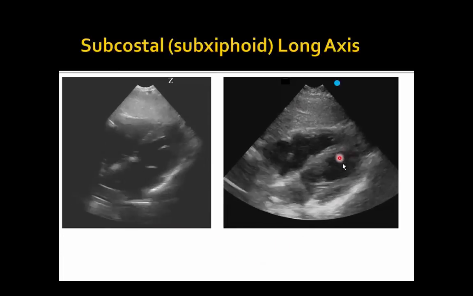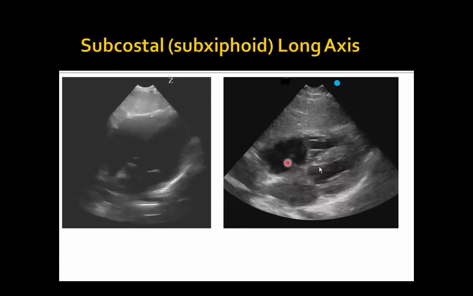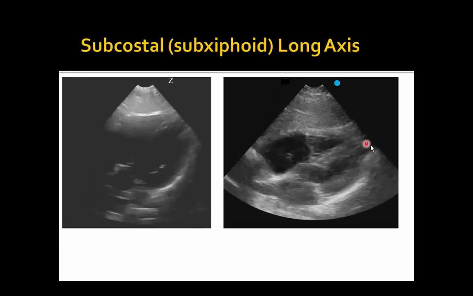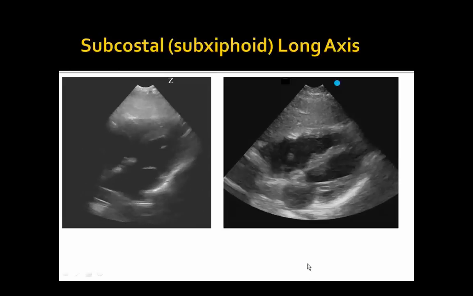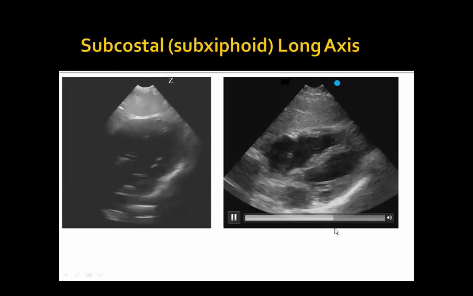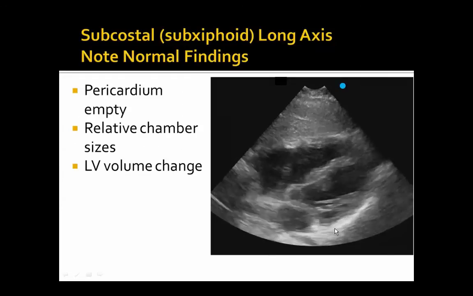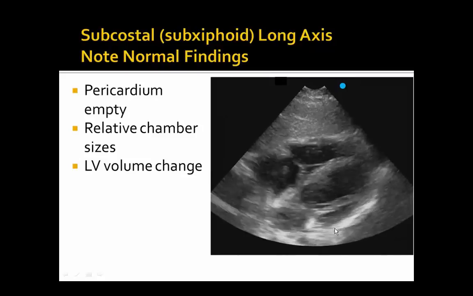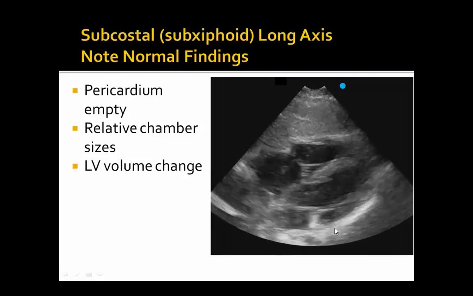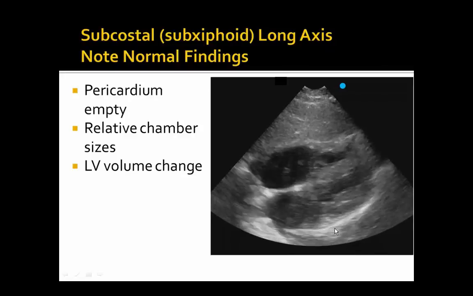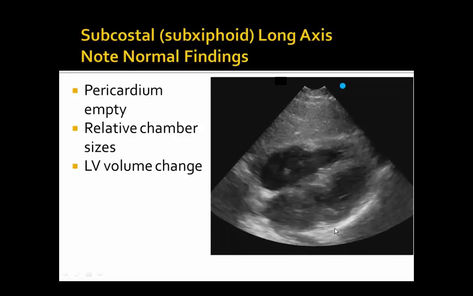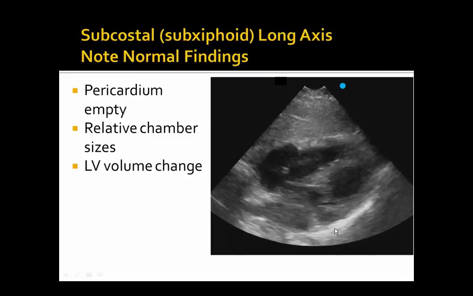Now, one of the important things to notice in this view, we've got the apex on this side of the screen, and the base of the heart is on this side of the screen. That's one big difference from some of the other views we've looked at. And again, go through your checklist. Pericardium, it looks empty. Look at the relative chamber sizes. Look at the volume change in the left ventricle. All things to pay attention to. Recognize normal. Teach your brain to recognize normal so that when abnormal's there, it stands out.